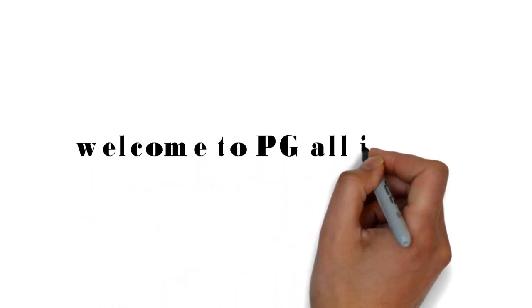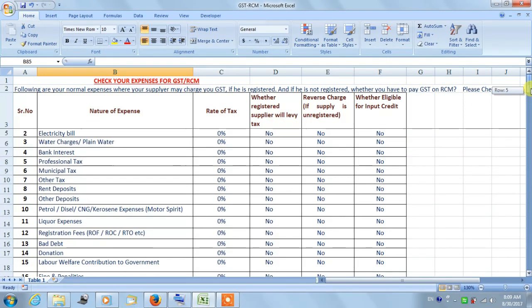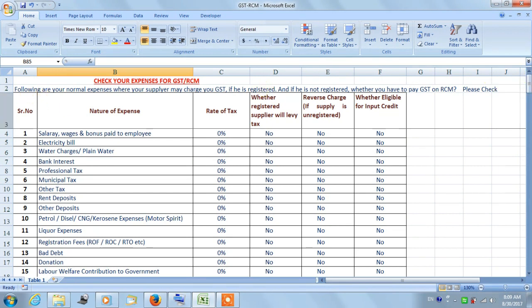In today's video, we will discuss reverse charge mechanism on expenses, that is RCM on expenses. Normally, the supplier of goods or services pays the tax on supply, but in case of reverse charge, the receiver becomes liable to pay the tax.